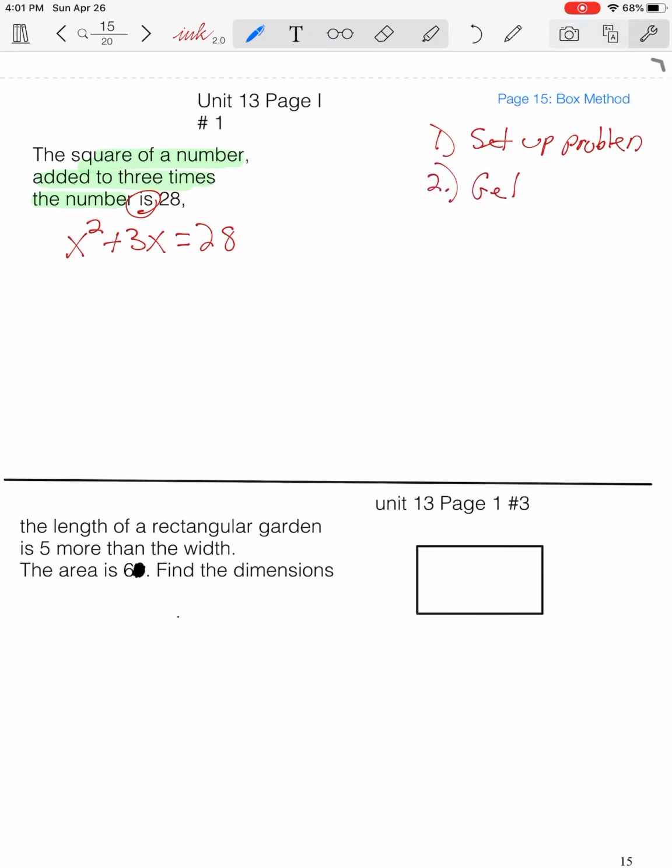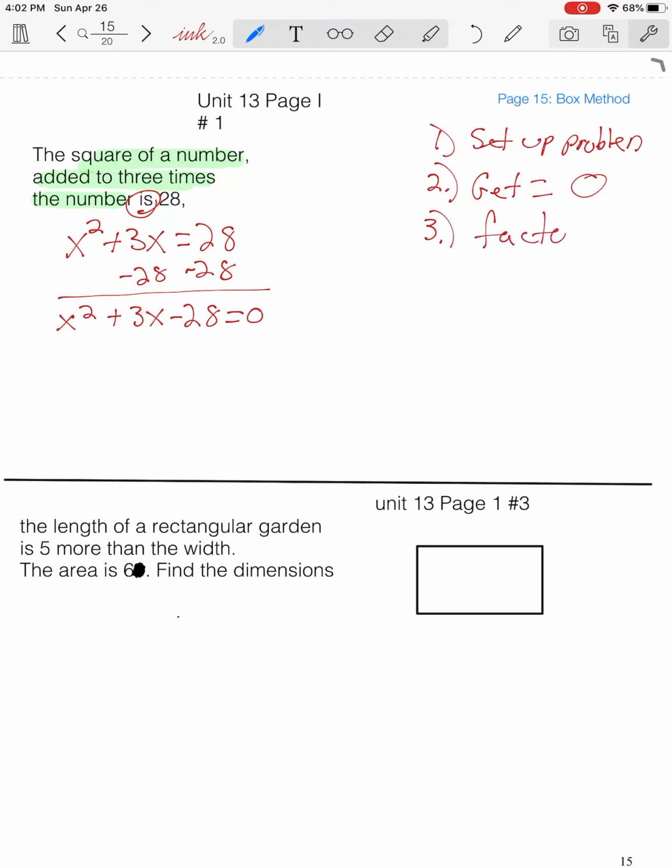The second thing you must do, if you remember, is get equal to 0. So the only thing I have to move is that positive 28. In order to move it to the other side, I just give it the opposite sign. I subtract 28 from both sides. Cannot combine like terms, so I'm left with x squared plus 3x minus 28. That's going to equal 0.